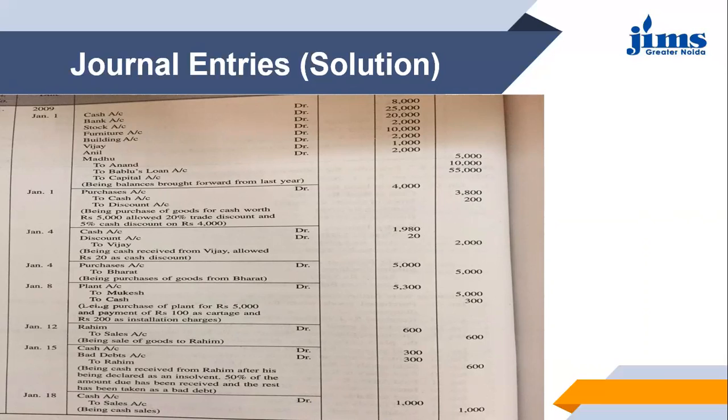Plant account is debited because plant is basically a real account. Real account says debit what comes in. So plant is coming into the business, so it will be debited with 5,300, and the rest of the accounts will be Mukesh 5,000, because he has the outstanding balance of 5,000, and cash 300.